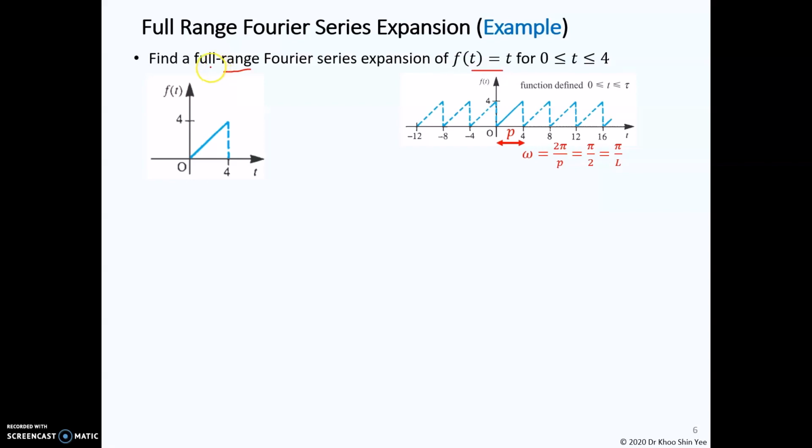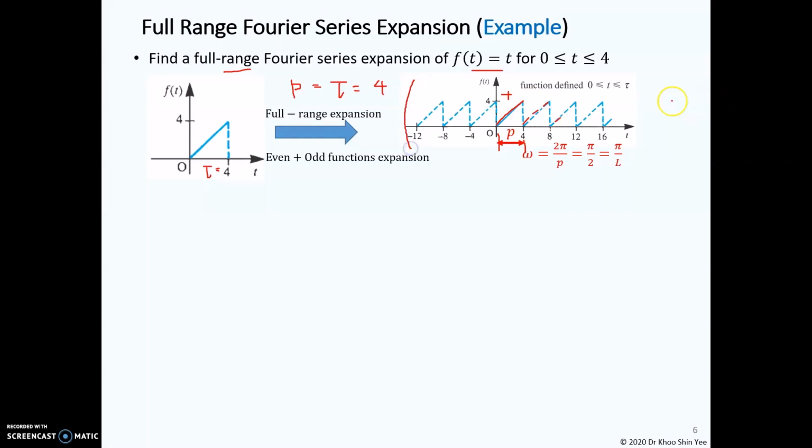In this example, we need to find the full range Fourier series expansion for the function f(t), which is equal to t here, that is from 0 to 4. So you have tau equal to 4, which is the finite interval. For the full range expansion, we let the full range period equal to tau, which is 4. Therefore, this is the original function t here, and this is one period. Then we repeat this signal and expand it to other intervals.